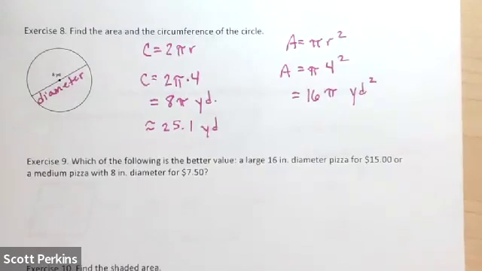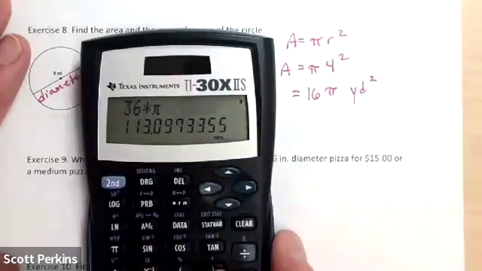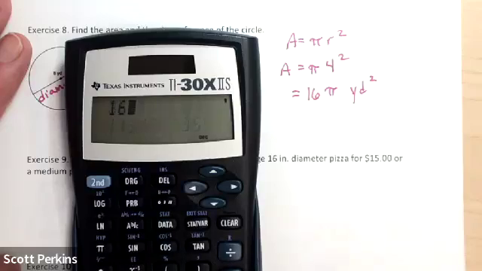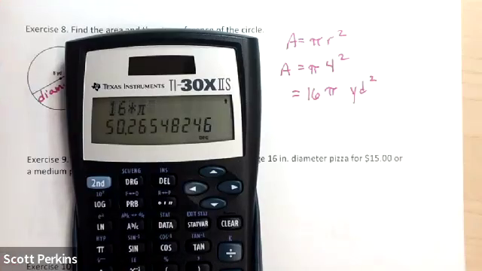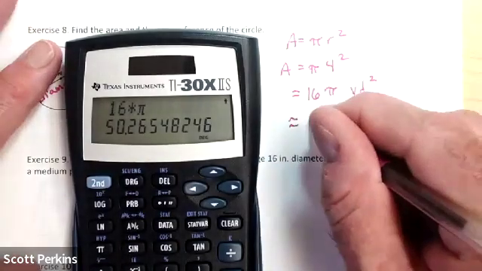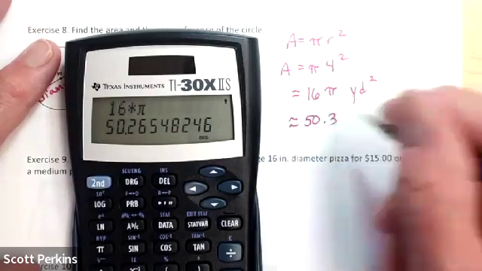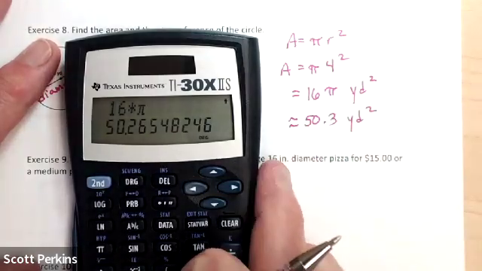Anybody get something different we need to talk about? We okay? All right, the approximation, 16 times pi is going to give me 50.2654 and some other numbers. And so rounded to the 10th, that's 50.3 yards squared.